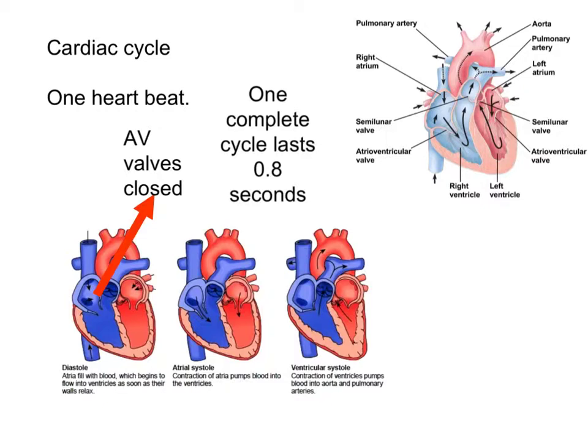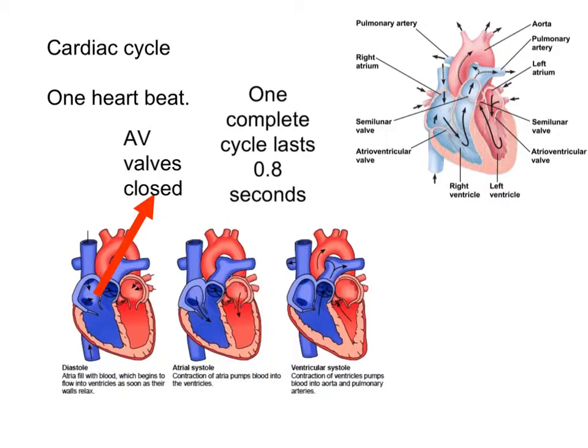So as you can see, the semilunar valves are here and nicely labelled here for you to look at. In the systole phase, which takes 0.3 seconds, both atria contract, actively forcing the remaining atrial blood into the ventricles, and then the semilunar valves remain closed.